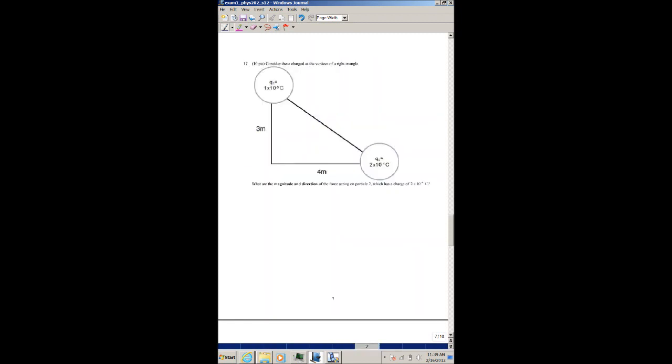Alright, consider these charges. They're at the vertices of a right triangle. Find the magnitude and direction of the force acting on particle 2. I want to just sketch in the force first. There are two positive particles, so it's going to look like that.